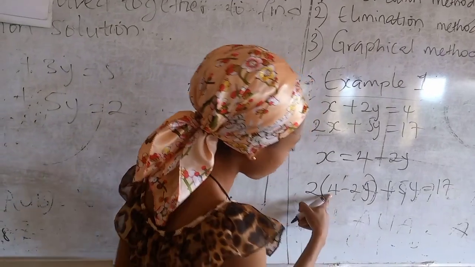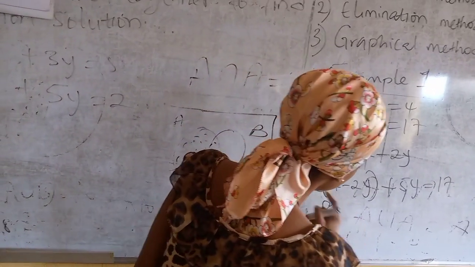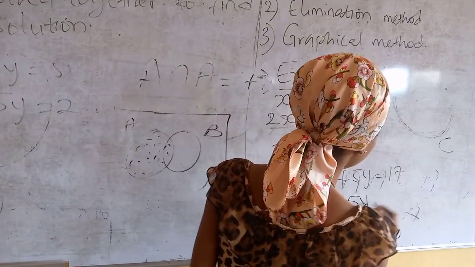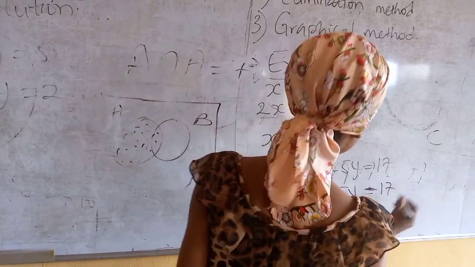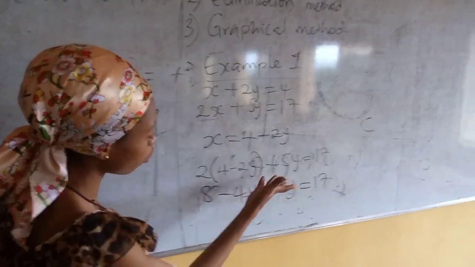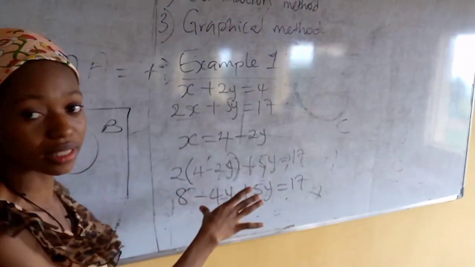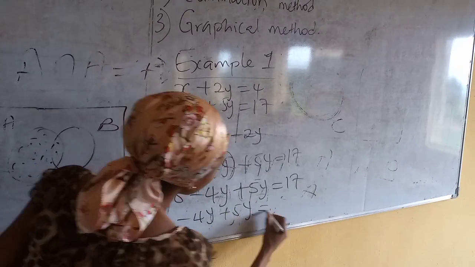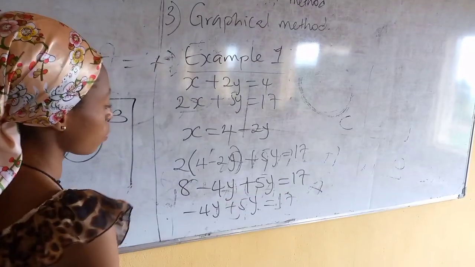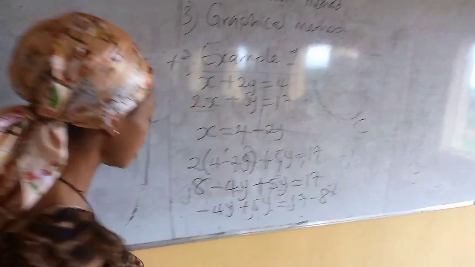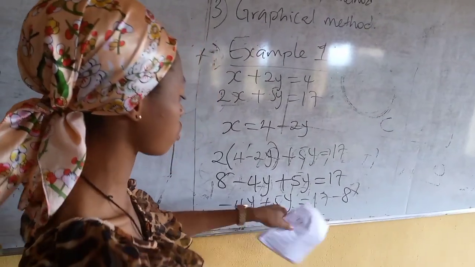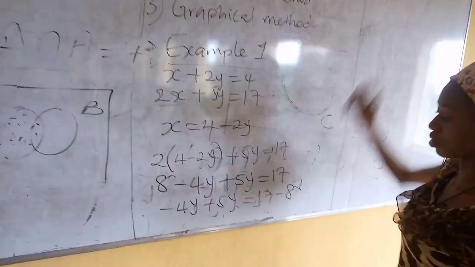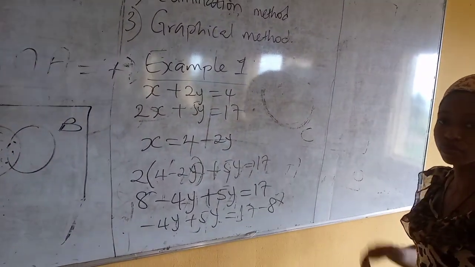Now, 2 multiplies 4, 8. 2 multiplies minus 2y, minus 4y, plus 5y equal to 17. Now we have opened this bracket. Then we collect the like terms, which is minus 4y plus 5y, equal to 17. When this 8 crosses the equality sign, you have minus 8. Now, minus 4y plus 5y gives us y, which is equal to 17 minus 8, which is 9.